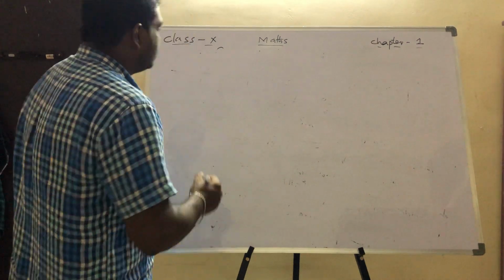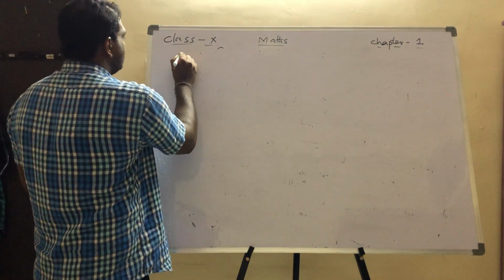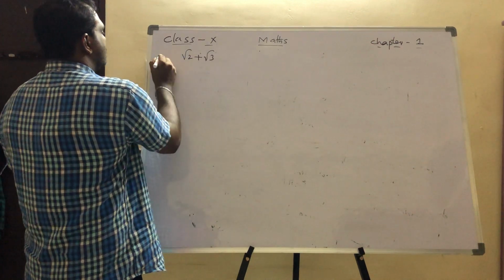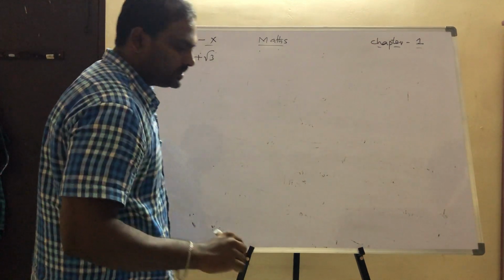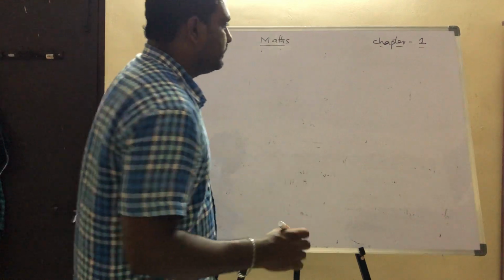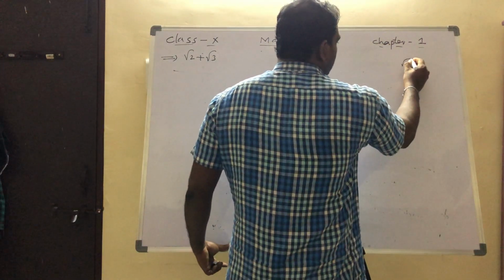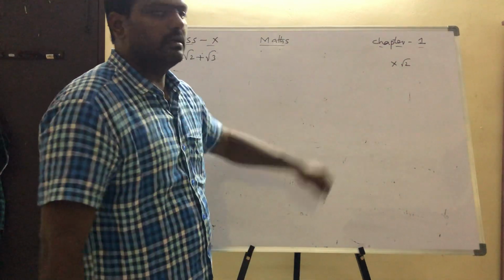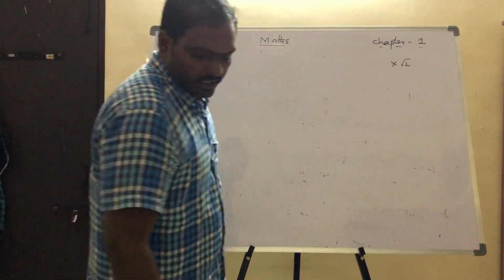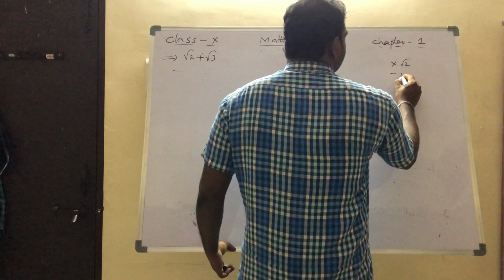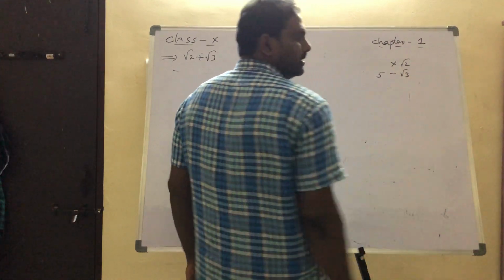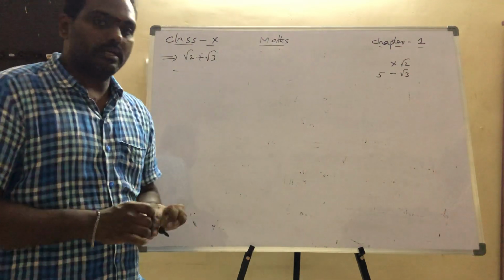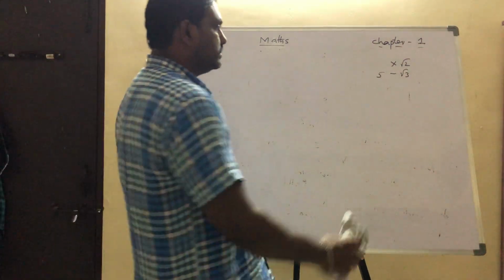Prove that root 2 plus root 3 is irrational. So if we carefully observe, there are three methods. The first method is where the root is multiplying, for example 3 root 2. Next, the root is subtracting, for example 5 minus root 3. Now the third case is where both numbers are roots. In this case, how to do it?